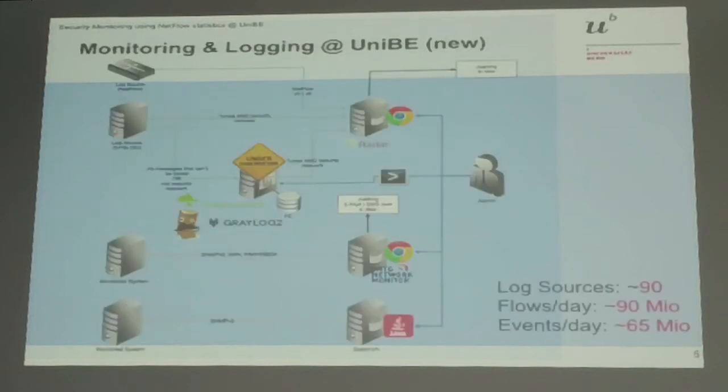I missed a really important part, and it's the amount of data we collect. We have at least 90 log sources. Log sources are servers, routers, switches, VPN gateways, Active Directory services that send information into the QRadar or into the logger. And you see net flows per day, approximately 90 million, events 65 million a day.